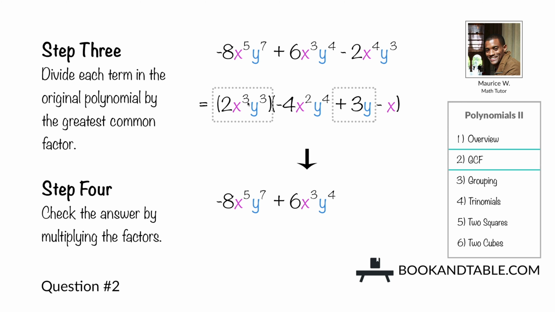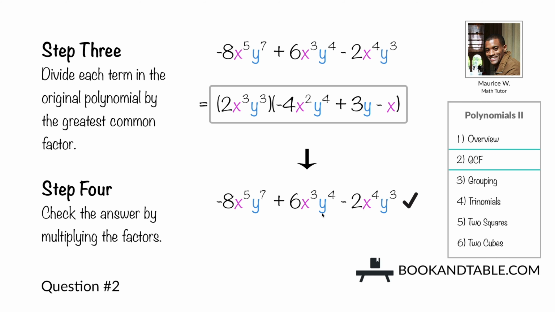Now we multiply 2x cubed y cubed times 3y, giving you 2 times 3, which is 6. X cubed times no x's is x cubed. Y cubed times y is equal to y to the 3 plus 1, which is 4. And then we multiply the greatest common factor times -x, giving us 2 times -1, which is -2. X to the 3rd times x is equal to x to the 3 plus 1, which is 4. And y cubed times no y's is y cubed.